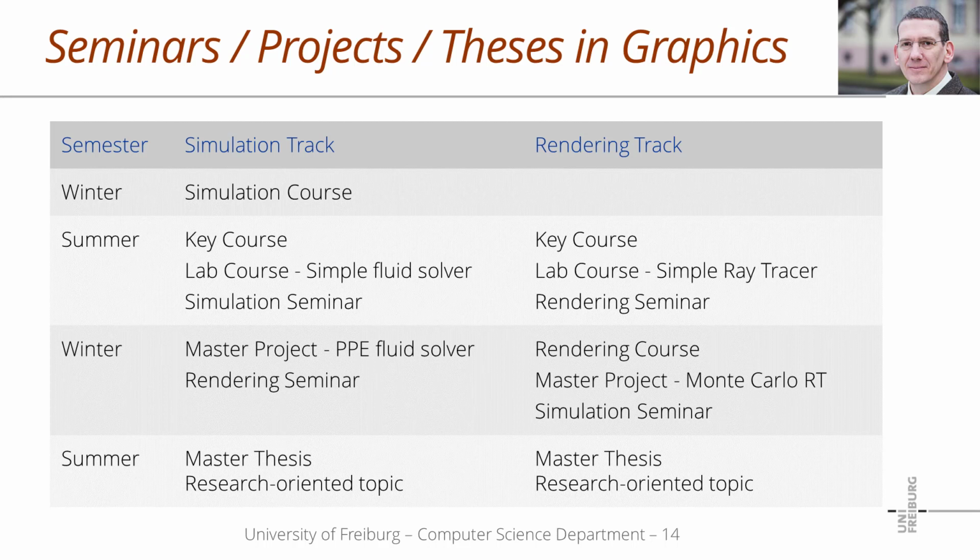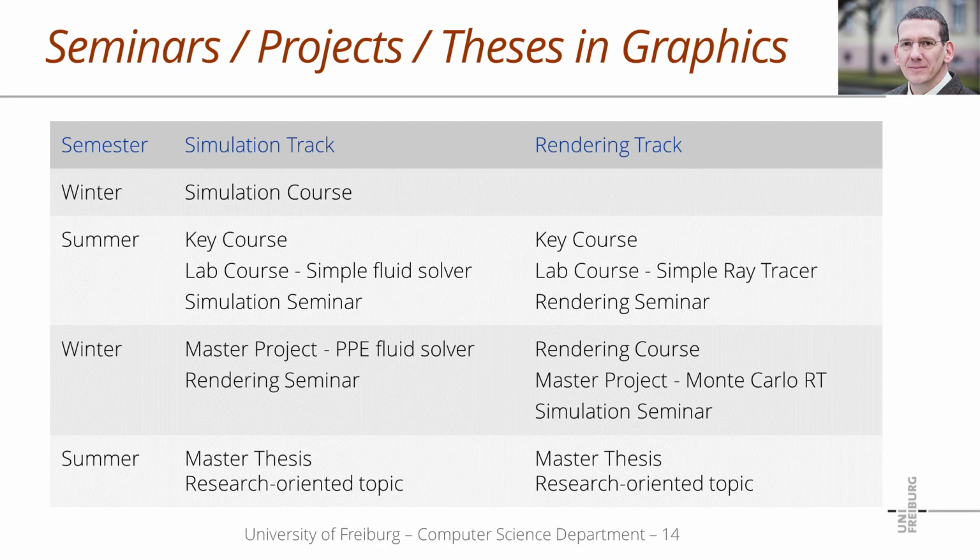I find it particularly important to thoroughly plan the projects and the thesis. On one hand, one could do the lab course, the master project and the master thesis in different areas of computer science. The question, however, is whether this makes sense. I would actually argue that it is better to do the lab course, the master project and the master thesis in the same area. In this case, the master thesis can be built upon the results of previous projects. This is illustrated here for both tracks.